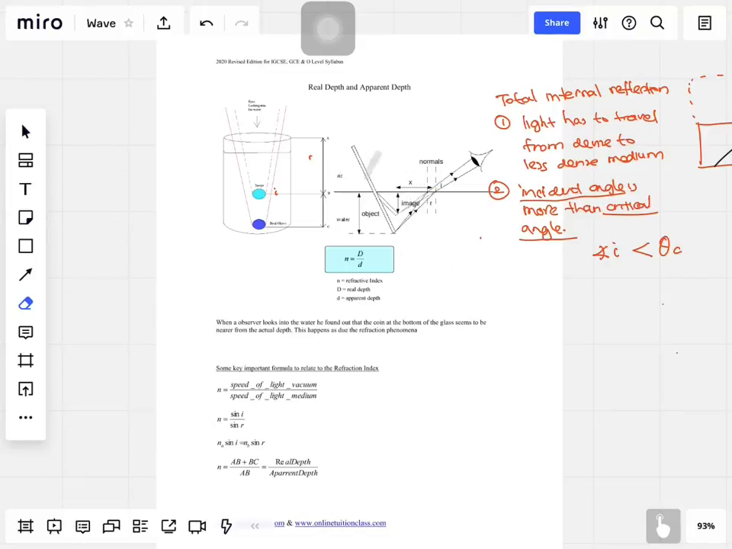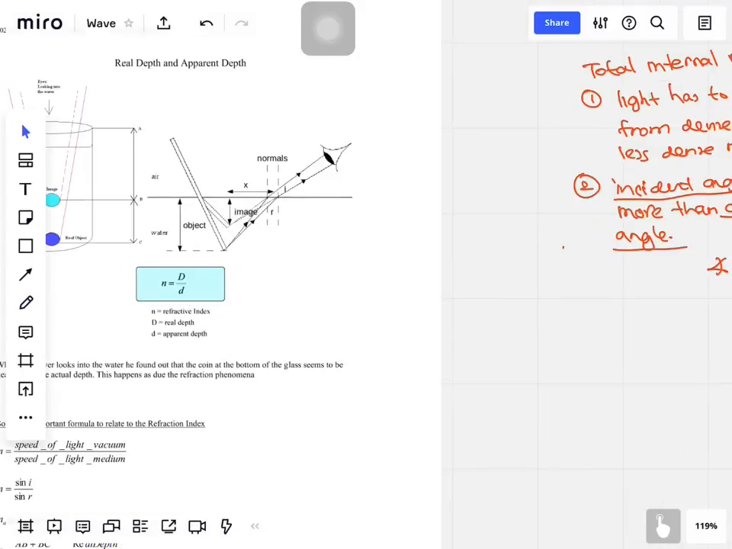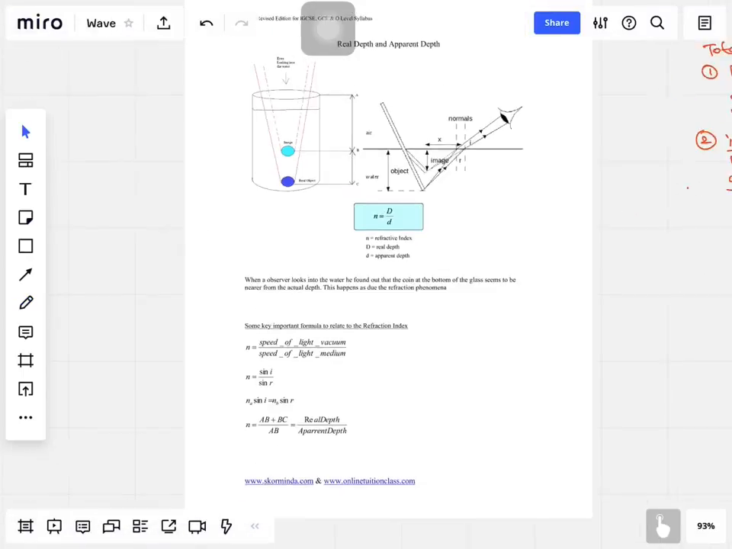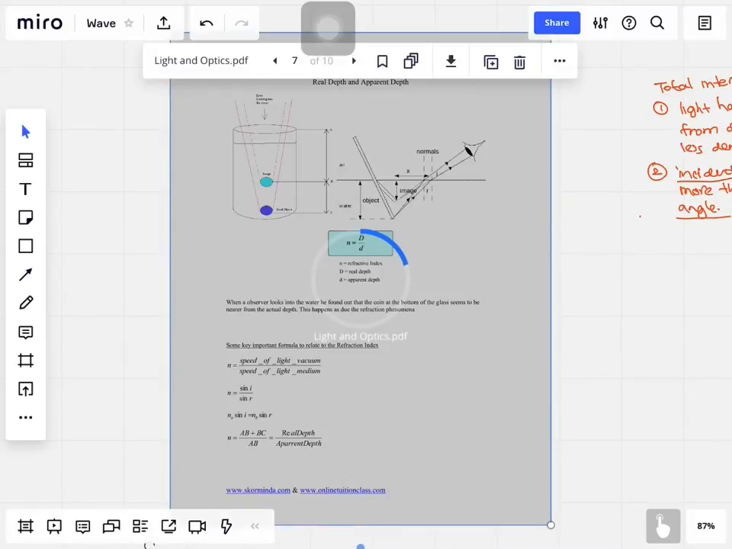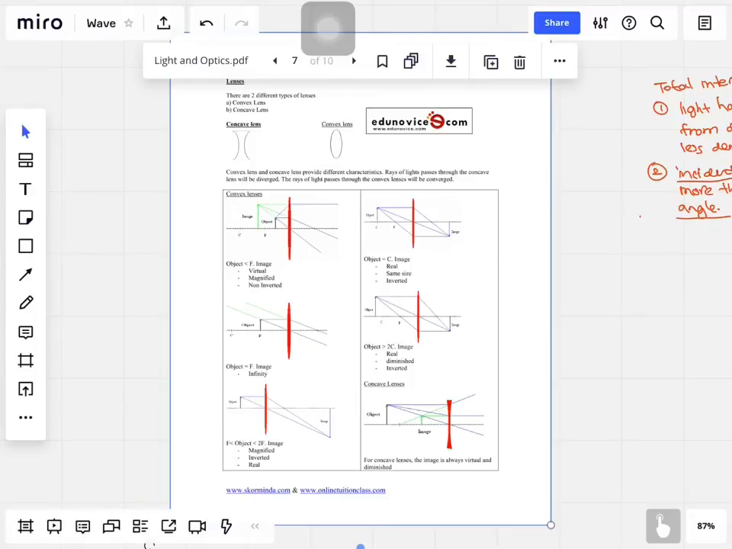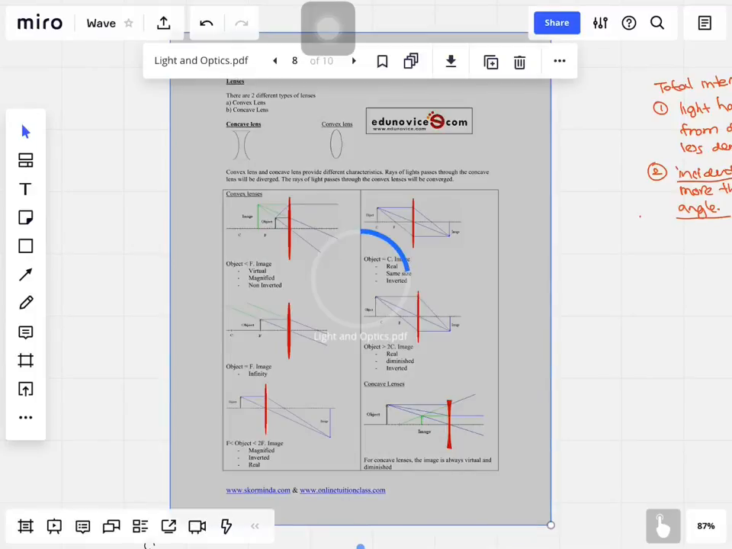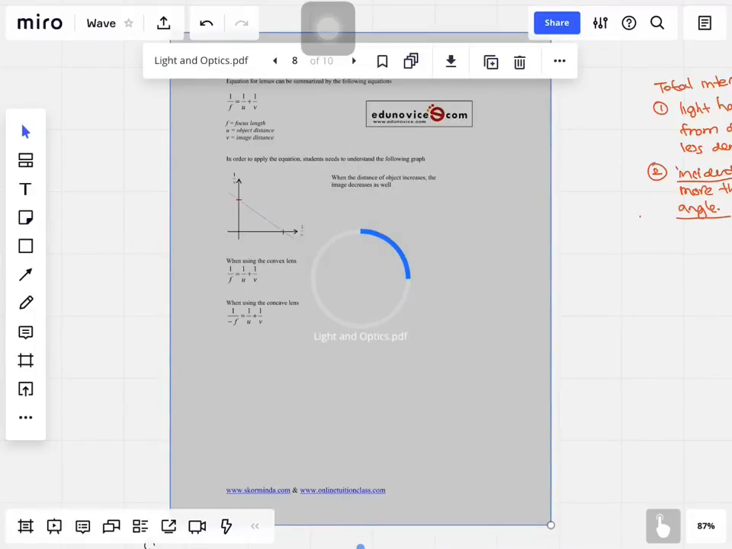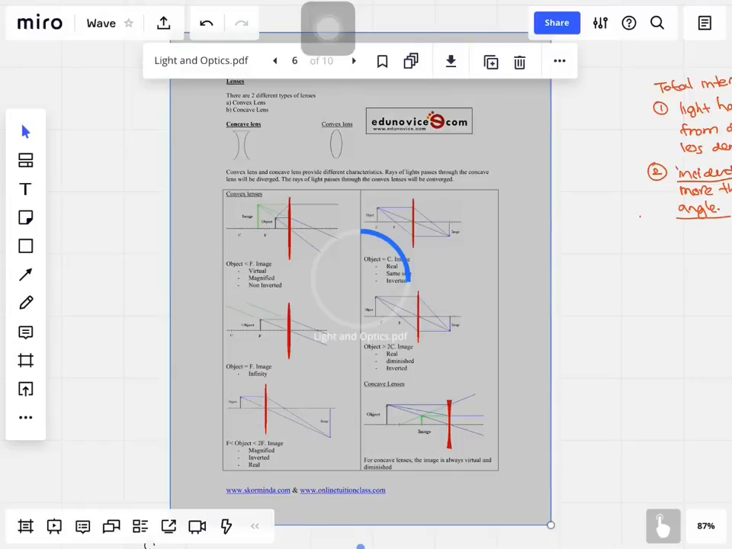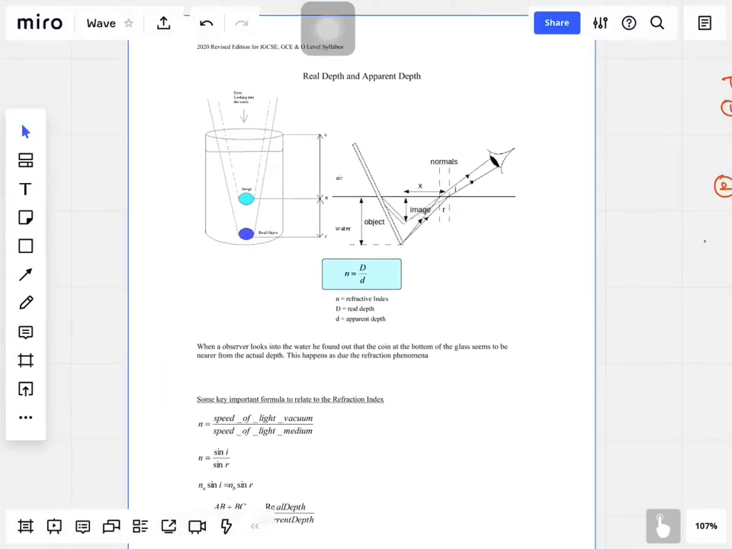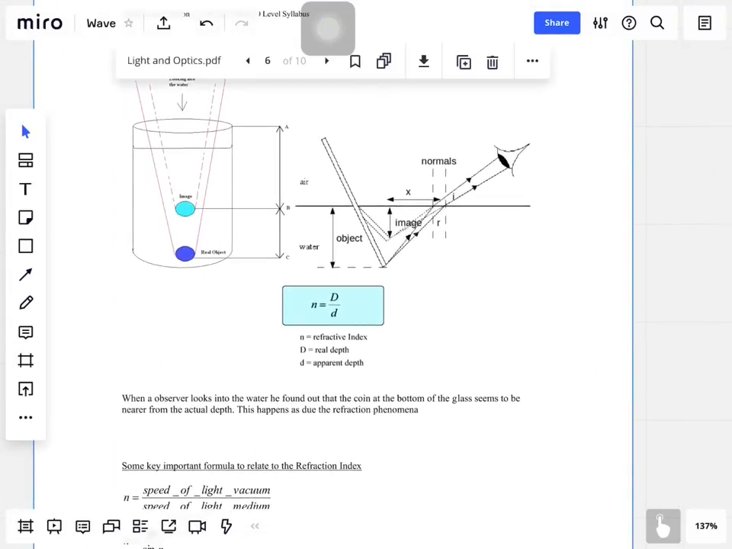I think I better move this thing a bit far. Okay, in page 6, let me see, is there a page 7? Oh, page 7 is about lenses, okay. Okay, no problem. Okay, page 6 is also about refractive index, okay. We are still in the refractive index region.